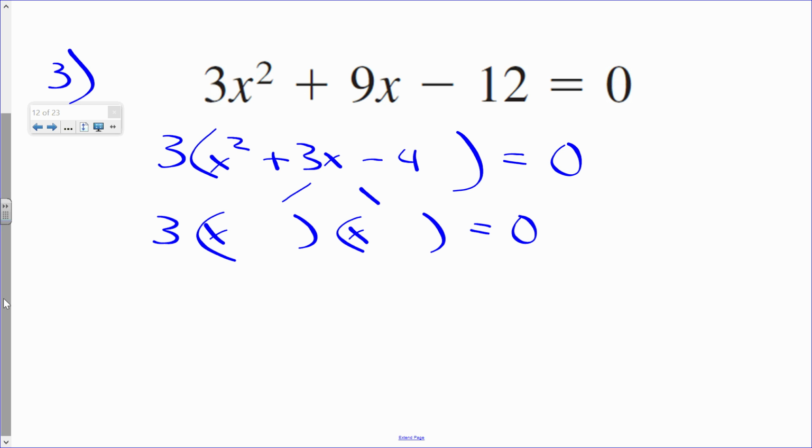What are 2 factors of -4 that add up to be +3? Actually, this is a little bit different than the warm-up, I think. Yeah, this is a little bit different. So right now, I need 2 factors of -4 that add up to be +3. That's the one. I trust you guys see that.